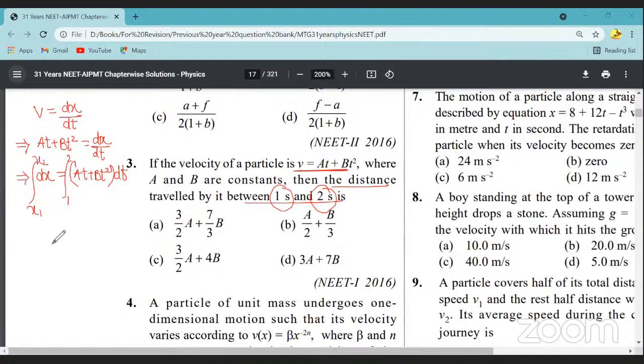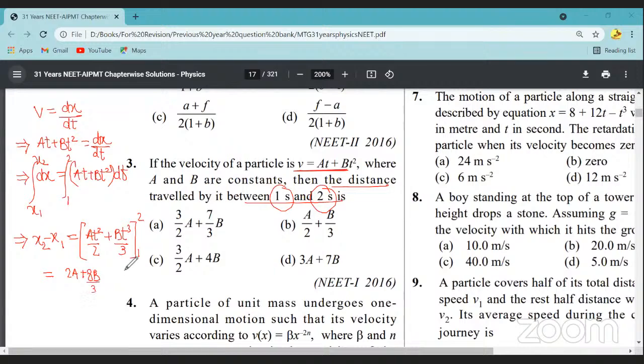So on the left hand side I will get x2 minus x1, and on the right hand side first I will get 80 square by 2 plus bt cube by 3. This I will get after doing integration, and then after putting the limits, let me see how much I will get. So first put 2, so this comes out to be 2a plus 4b by 3. Sorry, not 4b, it is 8b by 3.